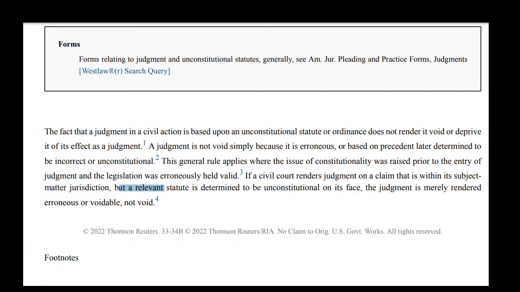If a civil court renders judgment on a claim that is within its subject matter jurisdiction, but a relevant statute is determined to be unconstitutional on its face, the judgment is merely rendered erroneous or voidable, not void. Woohoo, that's interesting here. A relevant statute is determined to be unconstitutional. If a civil court renders judgment on a claim that is within its subject matter jurisdiction, but a relevant statute is determined to be unconstitutional on its face, judgment is merely rendered erroneous or voidable, not void. So it can't be ignored.